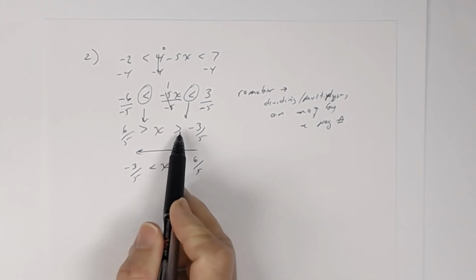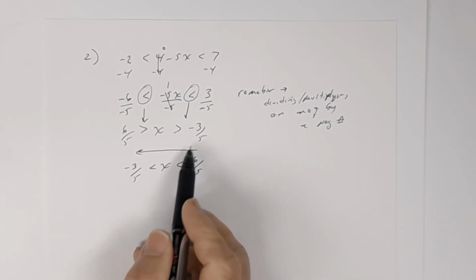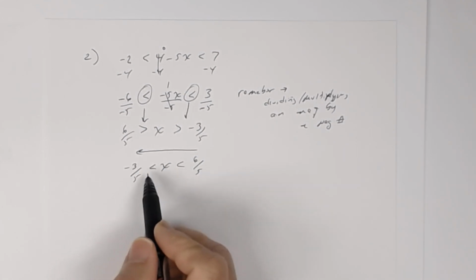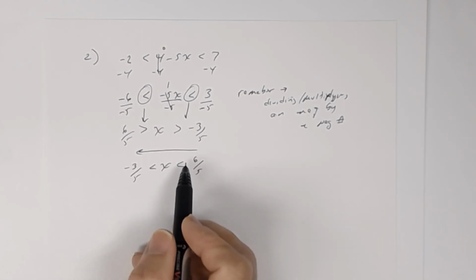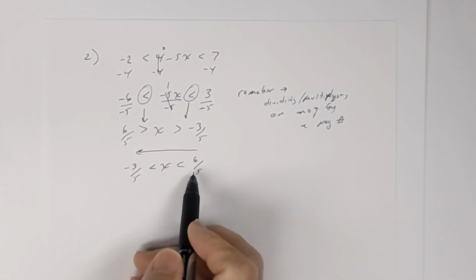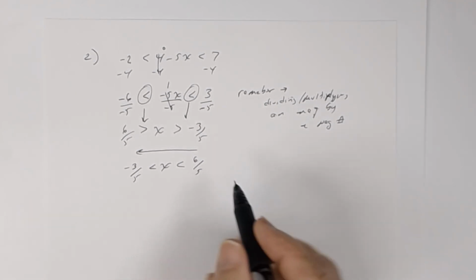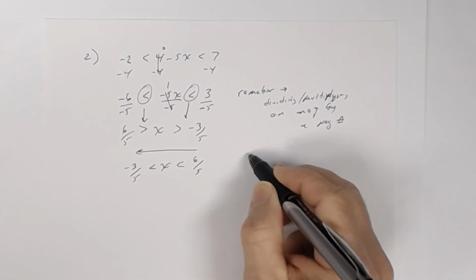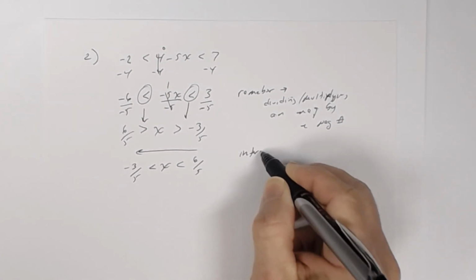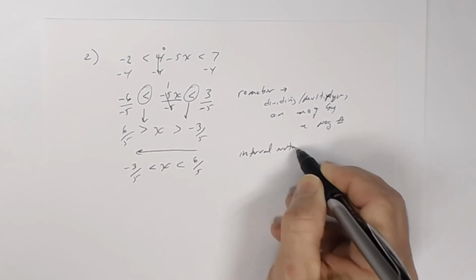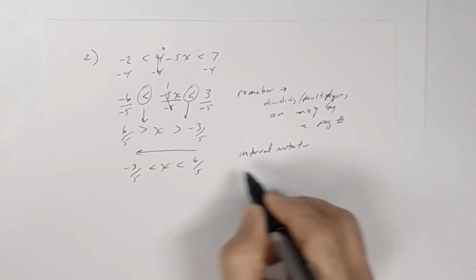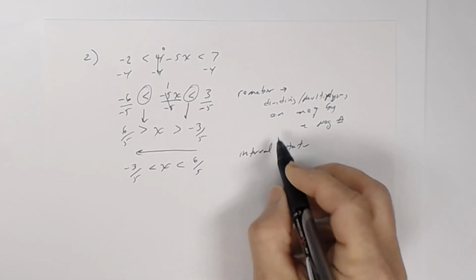So negative 3/5 is the smallest, right? And this right here indicates that all the x's are greater than negative 3/5, and at the same time they have to be less than 6/5, and that's what you see there. And now once you write it like this, then you can tell me the interval notation. So interval notation must always be from smallest to largest. So that's why it's important you do this.